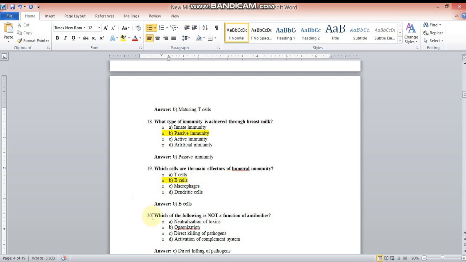The next MCQ is, which of the following is not a function of antibodies? A. Neutralization of toxins, C. Direct killing of pathogens, and D. Activation of complement system. So the correct option is C.